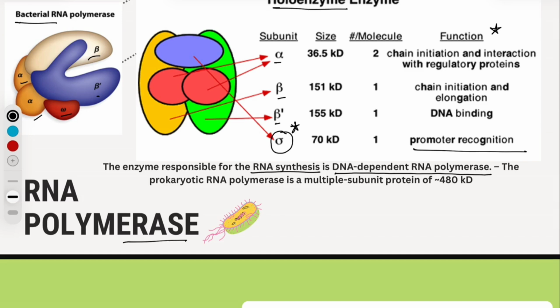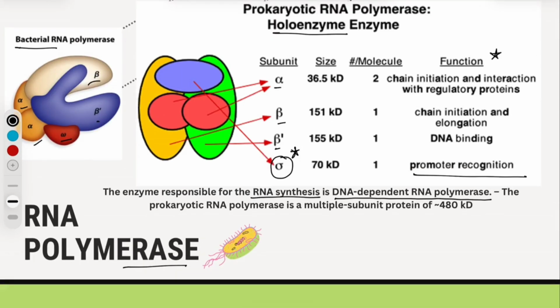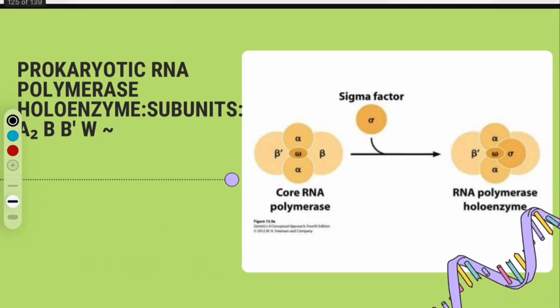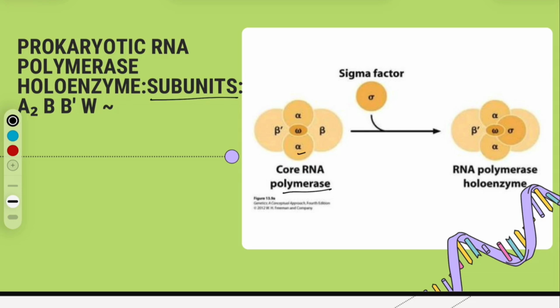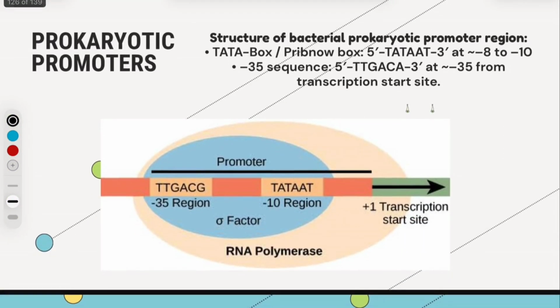Looking at the function of each subunit, you can see the alpha subunit is responsible for chain initiation and interaction with regulatory proteins. Beta is for chain initiation and elongation. Beta prime is for DNA binding and sigma is for promoter recognition. In the next initiation phase, you can see that the sigma part gets detached once the RNA polymerase recognizes the promoter sequence. Here you can see the core RNA polymerase structure and how after addition of sigma factor it becomes a holoenzyme.